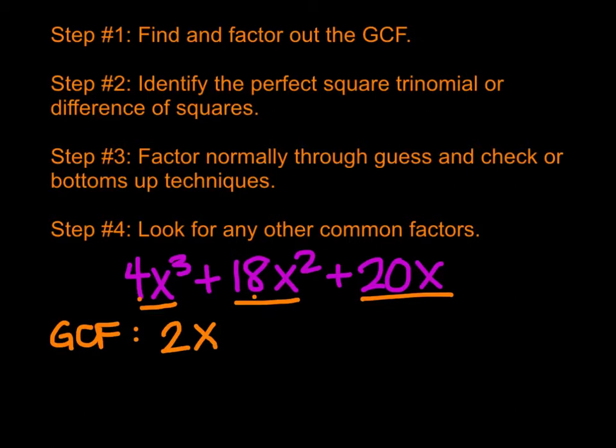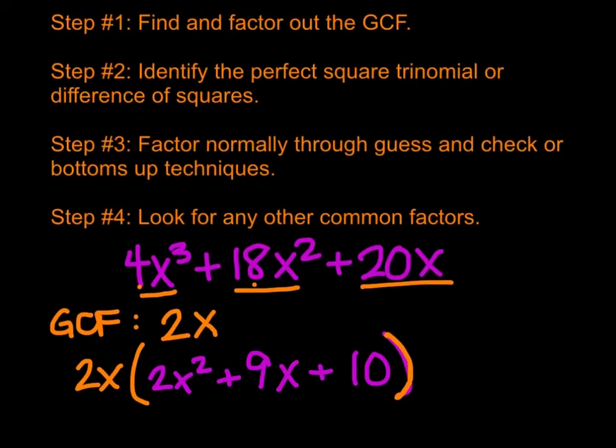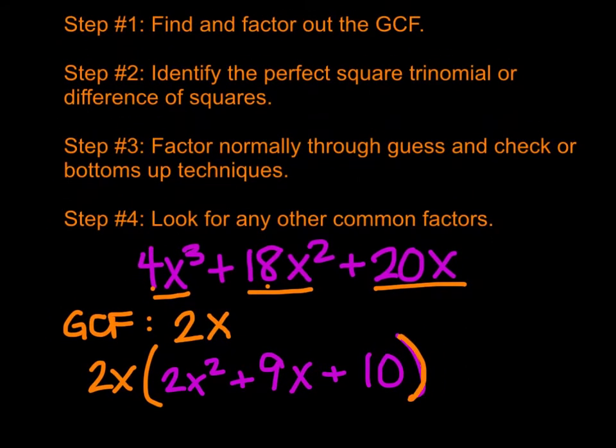So our GCF is 2x, so let's take out 2x out of every single term, and we will end up with 2x squared. 18 divided by 2 is 9, x divided by x is x, and then we have 20x, that ends up being 10. So there is our almost final answer. We have taken care of our step 1.